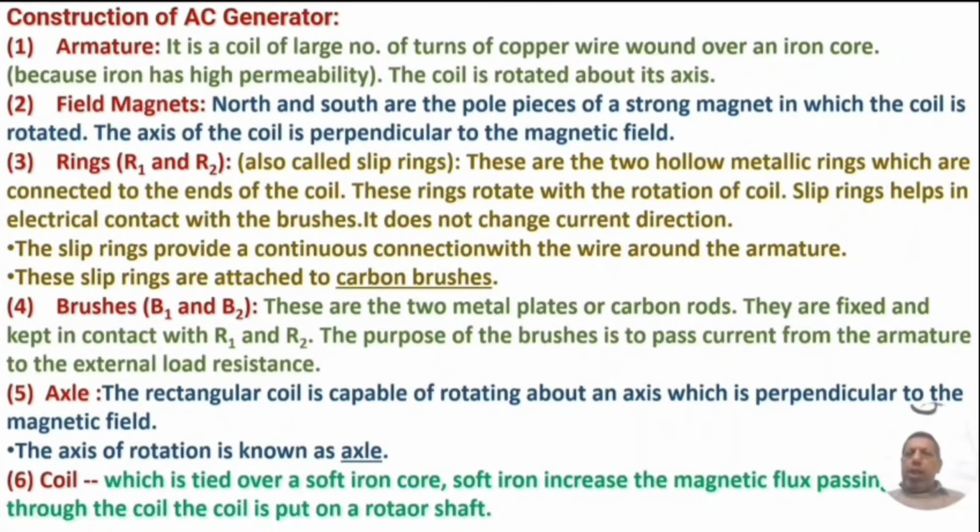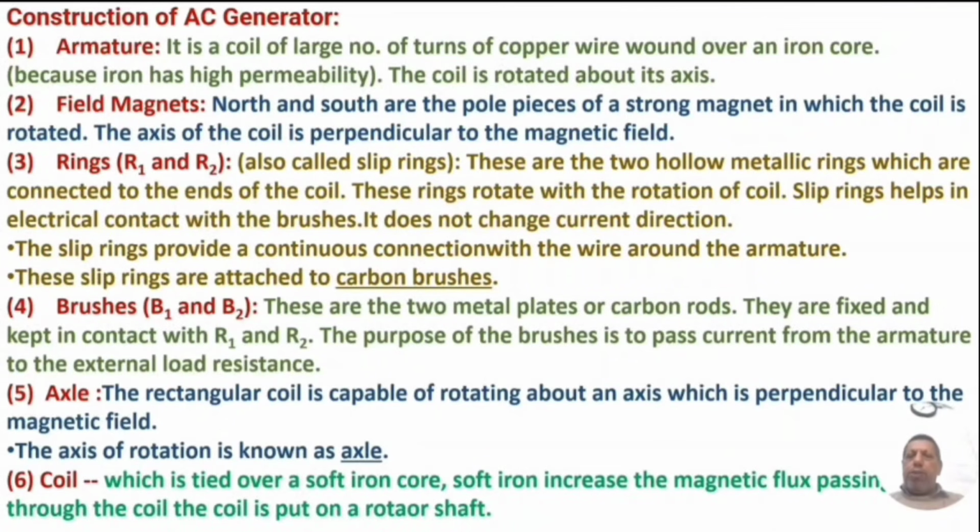Construction of AC generator. Armature: it is a coil of a large number of turns of copper wire wound over an iron core, because iron has high permeability. The coil is rotated about its axis. Field magnet: North and South are the pole pieces of the strong magnet in which the coil is rotated. The axis of the coil is perpendicular to the magnetic field.